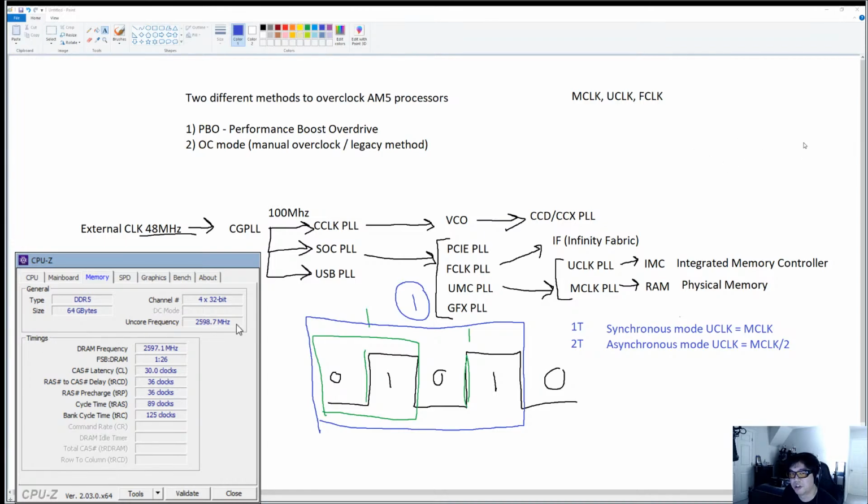But I will revisit this with the next AGESA code update. The AGESA code that I'm on currently is the 1003 A revision. So I'm still waiting for Gigabyte or AMD or whoever to get a newer one out there.